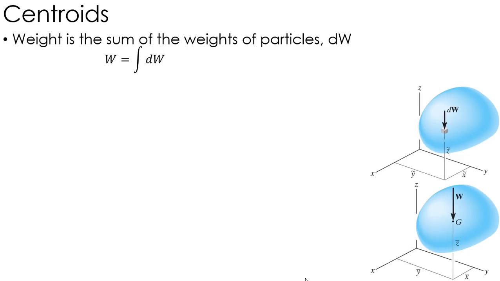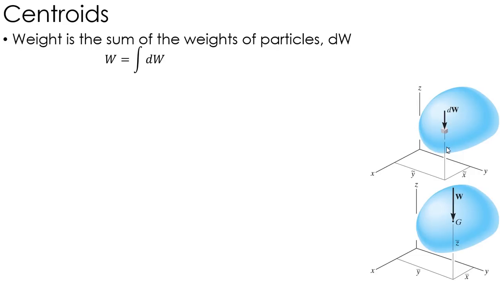Okay, we're going to take what we've learned about equivalent systems and apply them to center of gravity in order to get the centroid. We're going to take a body and break it up into an infinite number of particles that we're going to call dW. They have a weight acting straight down, so I have an infinite number of particles acting straight down, which is a parallel force system.